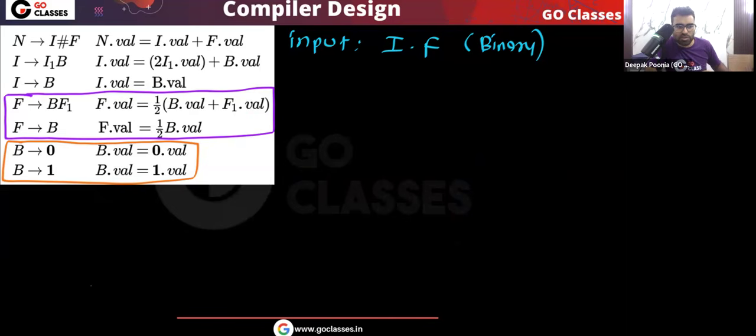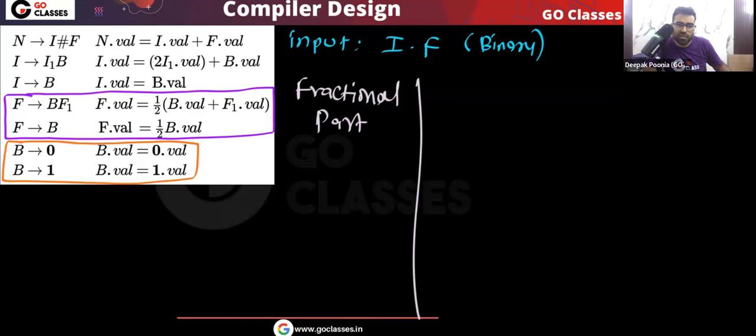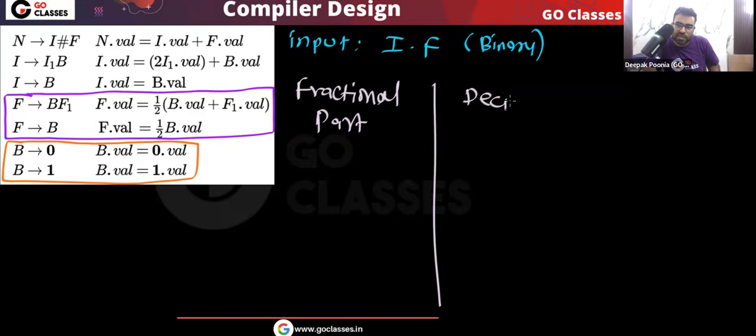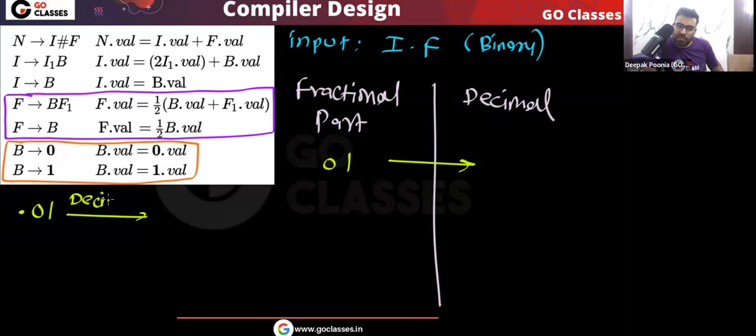Let me quickly give you a simple example, in case some students did not understand, so don't worry. On one side I will write the fractional part, and on the other side the decimal equivalent. For example, let's assume the fractional part is 0 1. If this is your fractional part, 0.01, what will be the corresponding decimal?